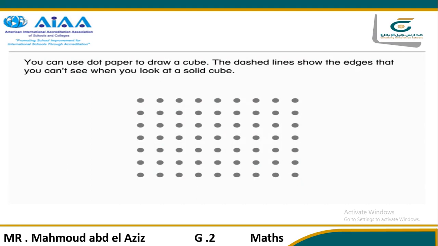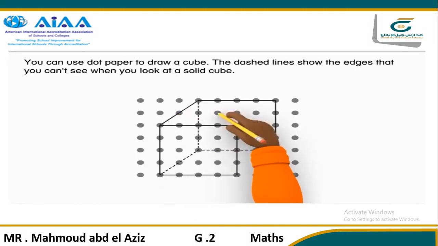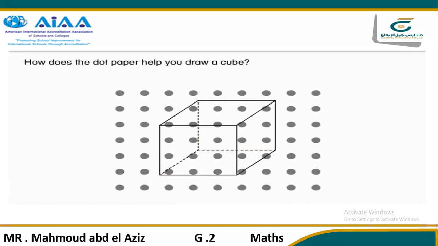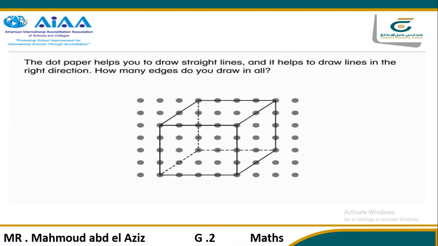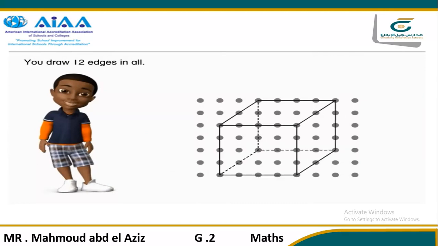You can use dot paper to draw a cube. The dashed lines show the edges that you can't see when you look at a solid cube. How does the dot paper help you draw a cube? The dot paper helps you to draw straight lines, and it helps to draw lines in the right direction. How many edges do you draw in all? You draw 12 edges in all. Now you know how to draw cubes and describe how they look.